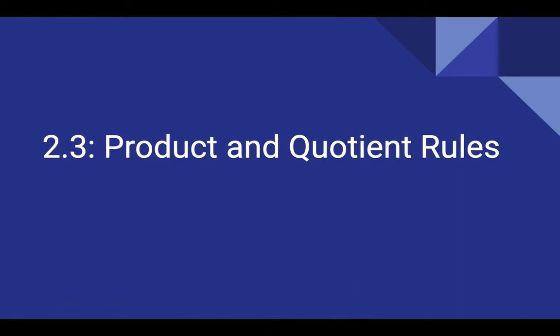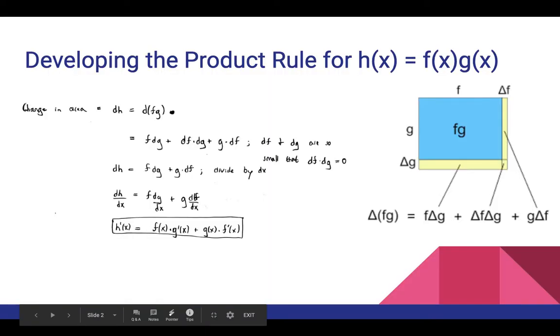To determine the derivative of a product of functions or a quotient of functions. So let's look at the product rule for h of x equals f of x times g of x. Okay, we have two products of functions. We want to determine their derivatives, aka what would be h prime of x.